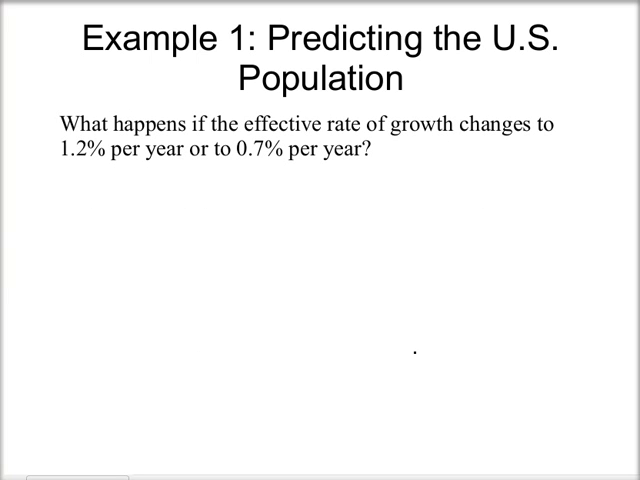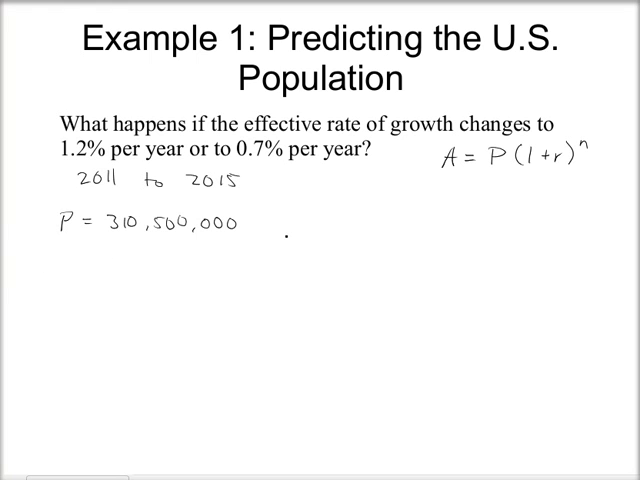Now let's look at what happens if the effective rate of growth changes, if it goes up to 1.2% per year, or if it goes down to 0.7% per year. We're going to use the same formula: A is equal to P times (1 plus R) to the power n. And again, we're going to look at the years from 2011 to 2015. Our initial population was 310.5 million.